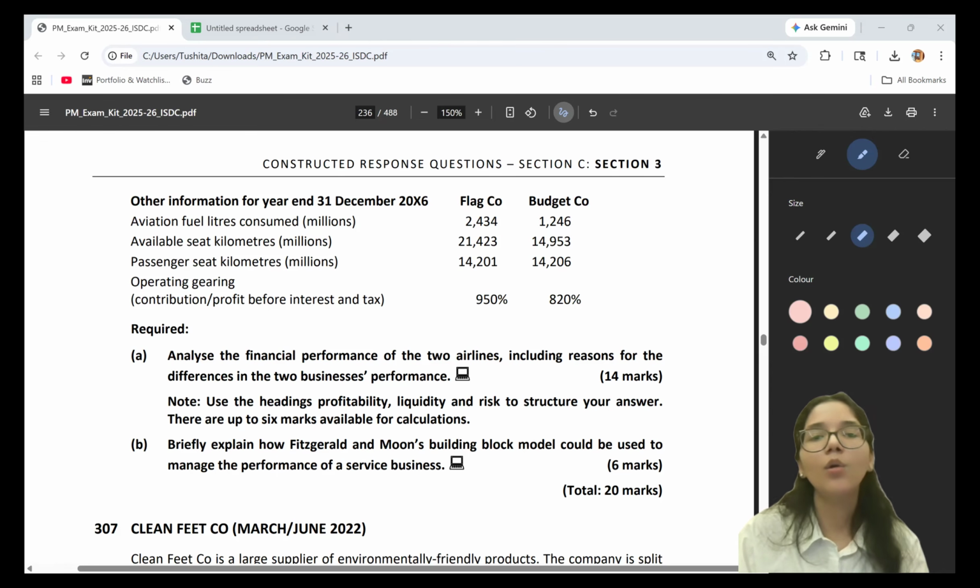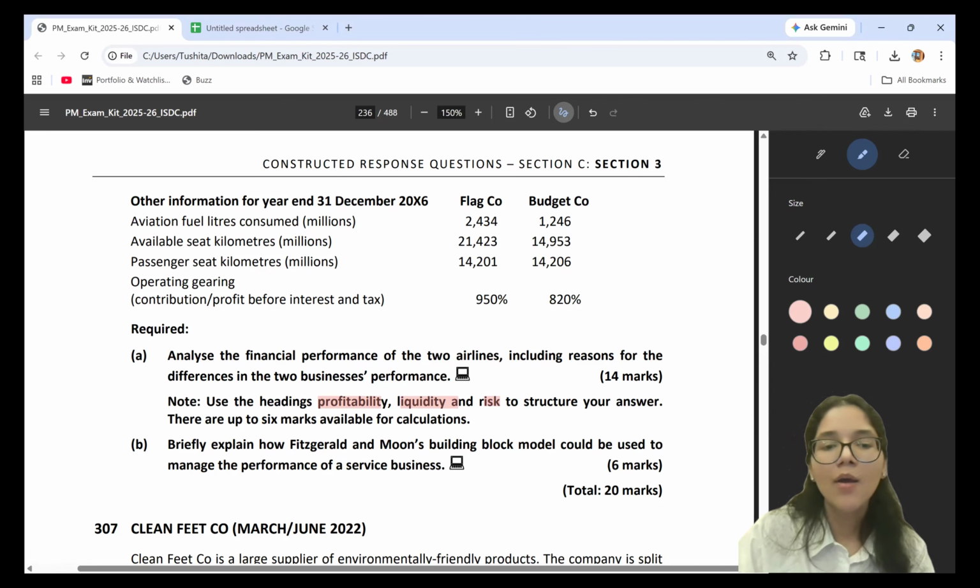So that's why the lower the operating gearing, the better it is for the company. So this is all of the information that we are given, and my examiner has clearly told me that they want me to use a structure wherein I have to use 3 subheadings. The examiner has explicitly given me those 3 subheadings. I have to talk about profitability, then liquidity, and then risk. These are the 3 categories that I have to look forward to.